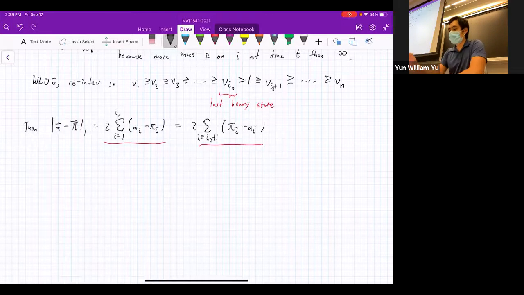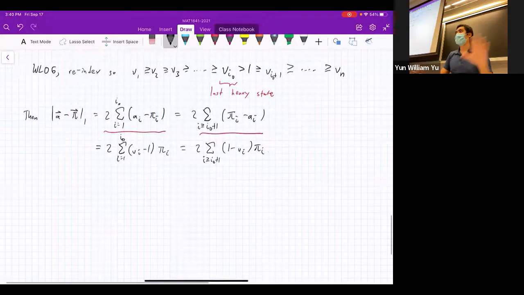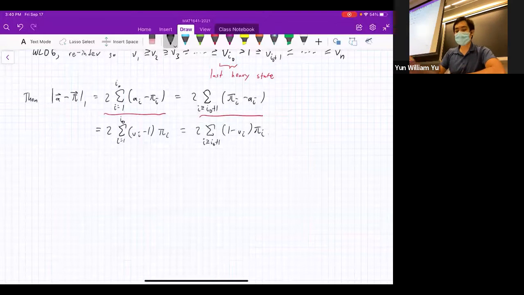Okay, so now that we've done that, we can also rewrite this in terms of our VIs. So this is equal to 2 times the sum from I equals 1 to I naught of (VI minus 1) times pi I, which is also equal to 2 times the sum for all I greater than or equal to I naught plus 1 of (1 minus VI) times pi I. Okay, so let's just rewrite this with our heavy and light notation.